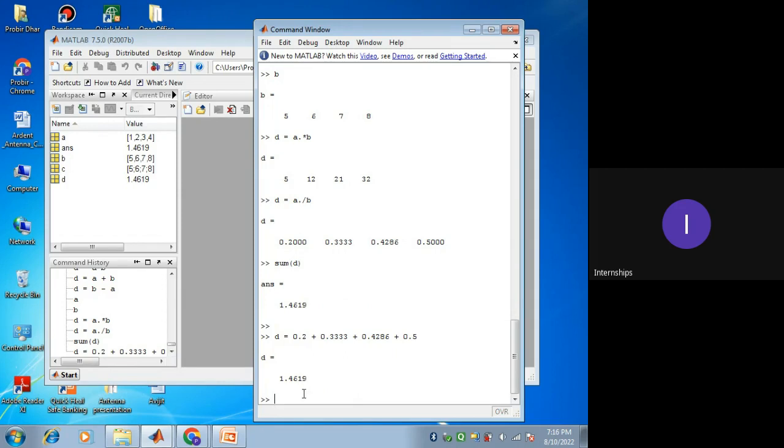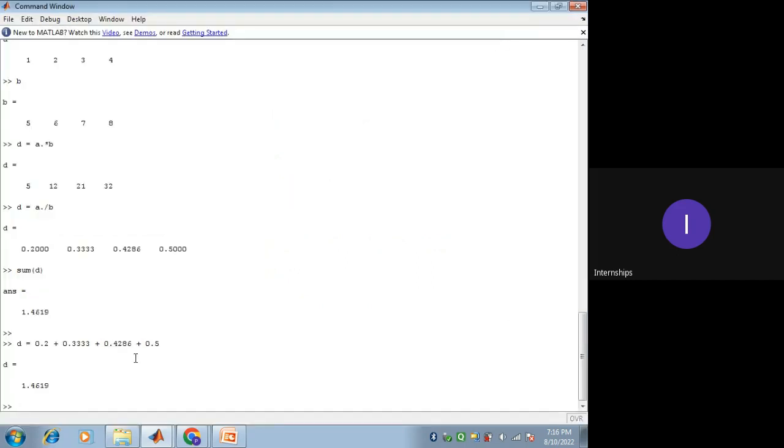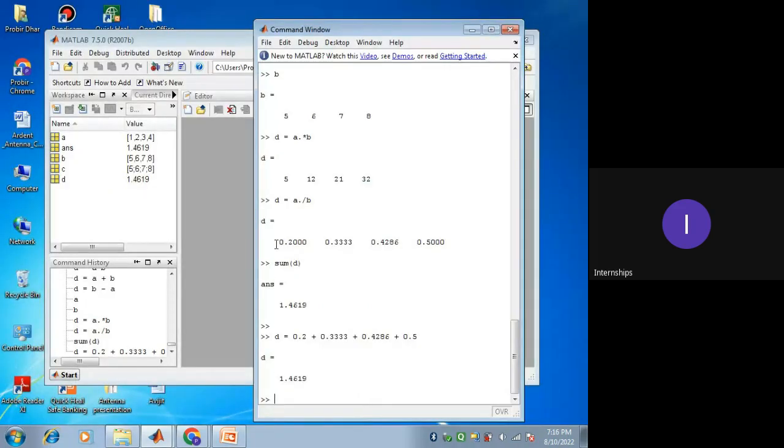Another thing, how many numbers are there, how many elements are there, that you can also count using a command. Can anybody tell me what is the command to find out the number of elements present in a vector D? Can anybody tell me?